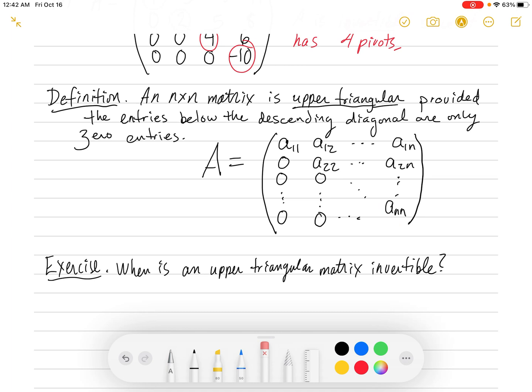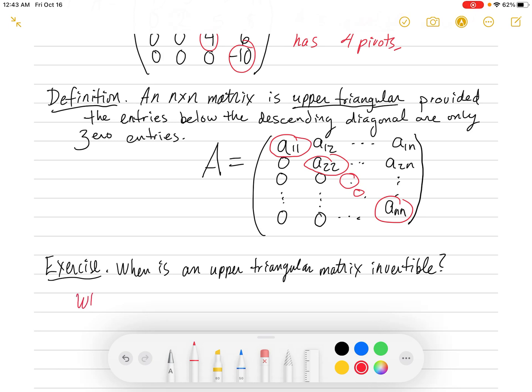So if you look at this upper triangular matrix here, when is this invertible? Keep in mind that matrices are invertible precisely when they have exactly n pivots, a pivot in every row and every column. That means you need a pivot in the first row, first column, and in the second row, second column. You need a pivot all the way down the diagonal, A11, A22, all the way through Ann, to guarantee you have n pivots. So that means these cannot be 0.